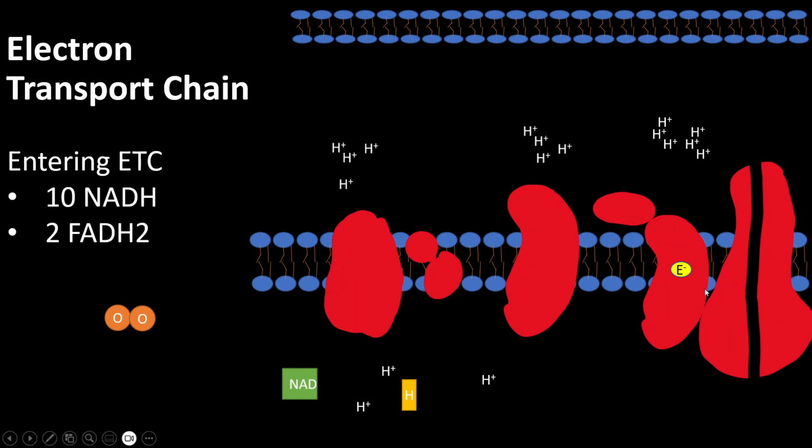But before we can do that, we need to get rid of this electron. That's where oxygen comes in. So oxygen is the last electron acceptor of the electron transport chain.